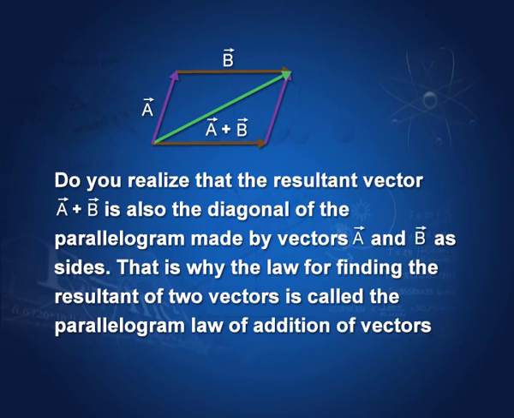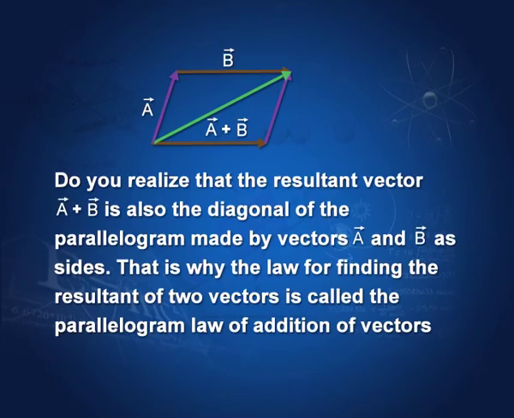Do you realize that it is actually the diagonal of a parallelogram which has sides A and B, vectors A and B? You can see I draw A here, I draw B here, and this becomes a parallelogram, and this vector A plus B, or the resultant of A and B, is the diagonal of the parallelogram. That is why it is called the parallelogram law of addition of vectors.